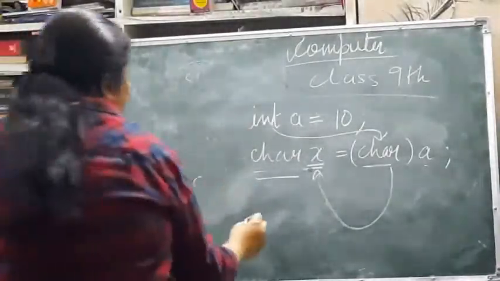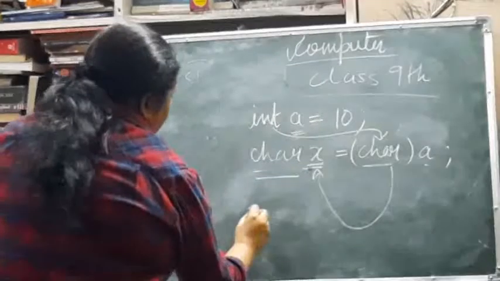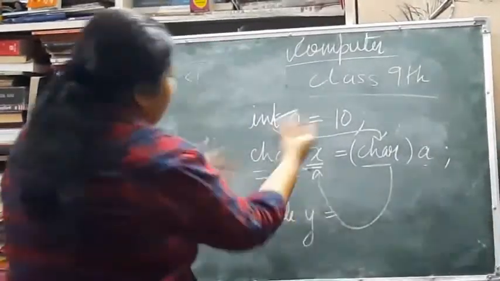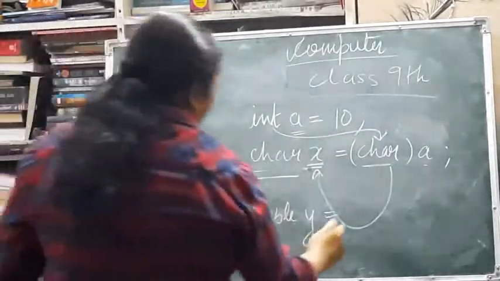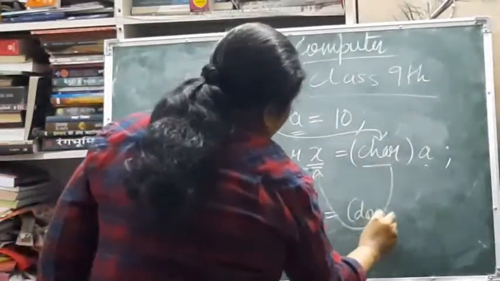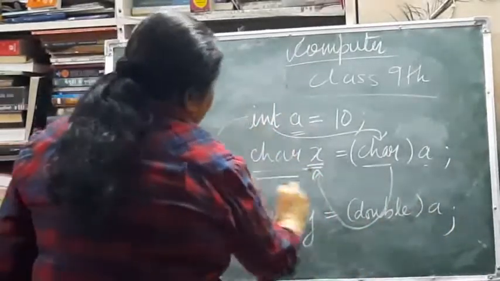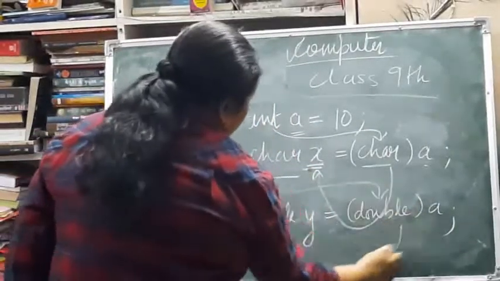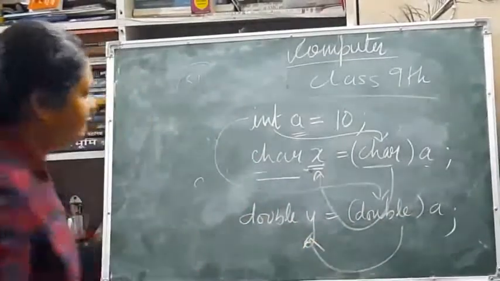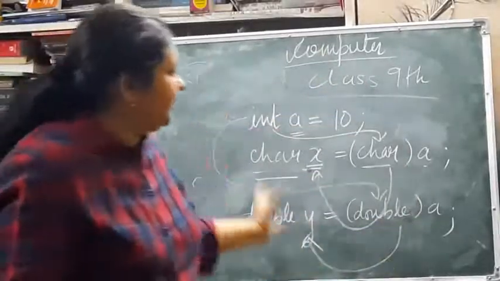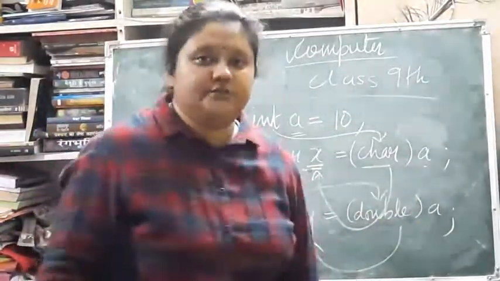Similarly, if I want to convert this a to double type, I use double y, a variable which is going to hold the double value, and then write y = (double) a. Now this integer value will be converted to double and stored in y, which is already a double kind of variable. This is what explicit conversion is.